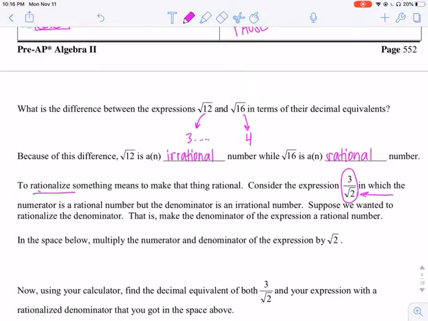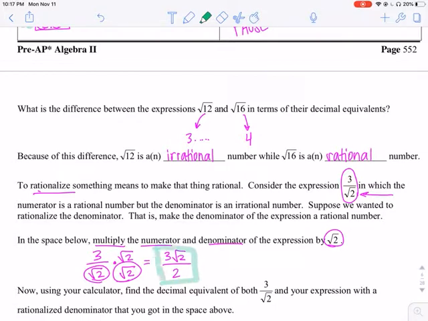So what we're going to do is we're going to take 3 over square root 2. We're going to multiply the numerator and the denominator by square root 2. So times square root 2 would give me 3 square root 2 on top. And then square root 2 times square root 2 would just be 2. So I can see that that does indeed rationalize the bottom and gives me just a whole number there. So this would be the more appropriate answer.